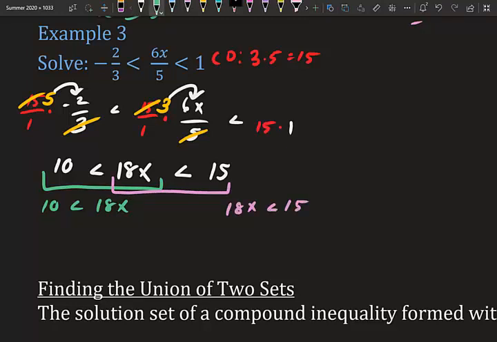So for our green one, let's go ahead and divide by 18. So we have to simplify, remember, because those are both even. So divide by 2. So 10 divided by 2 is 5. 18 divided by 2 is 9.